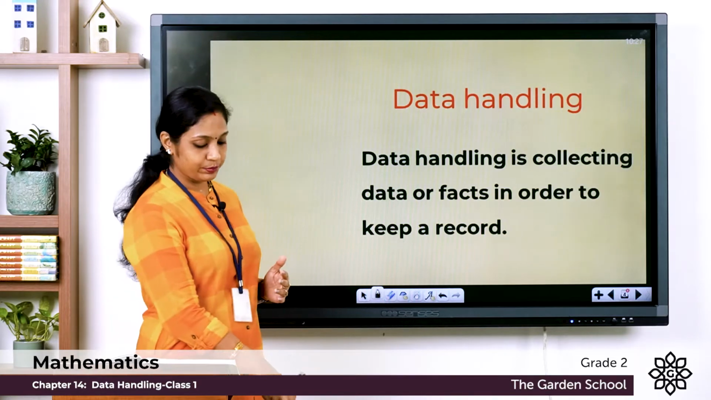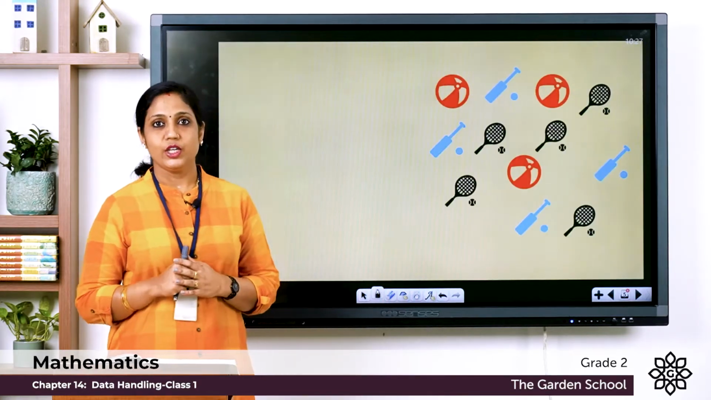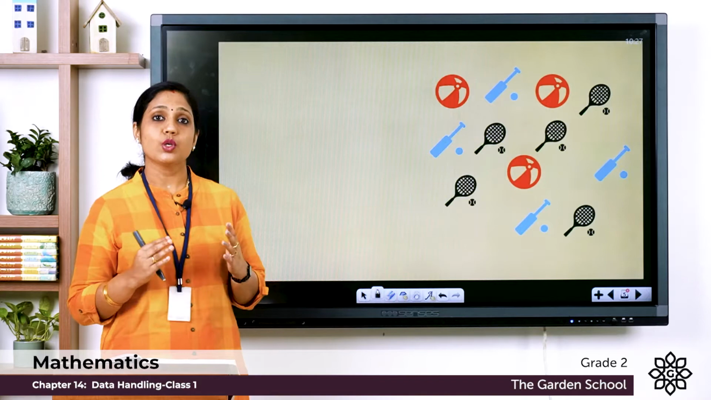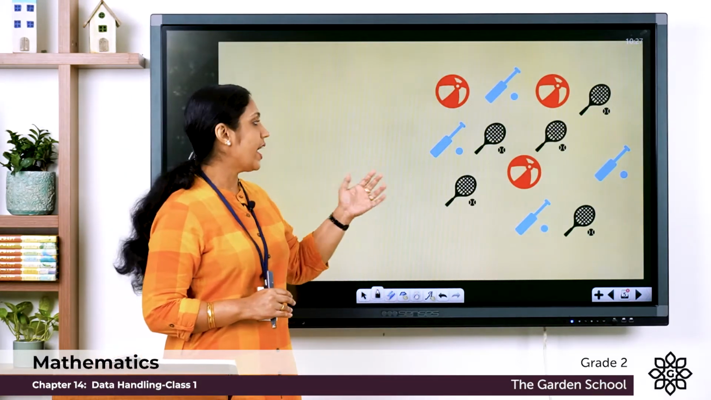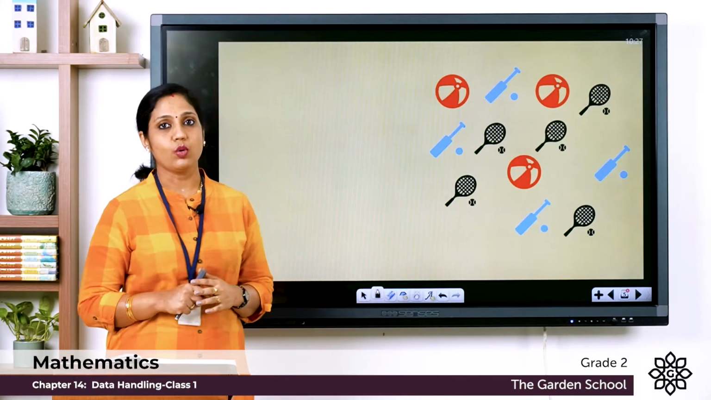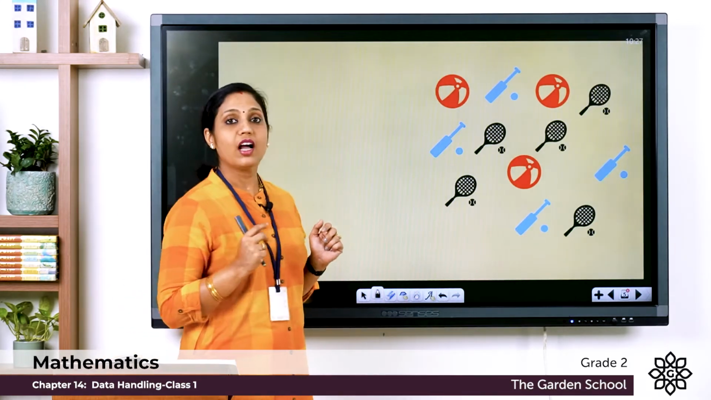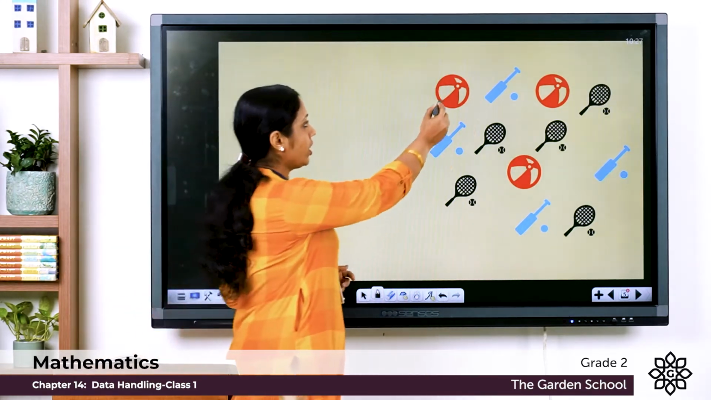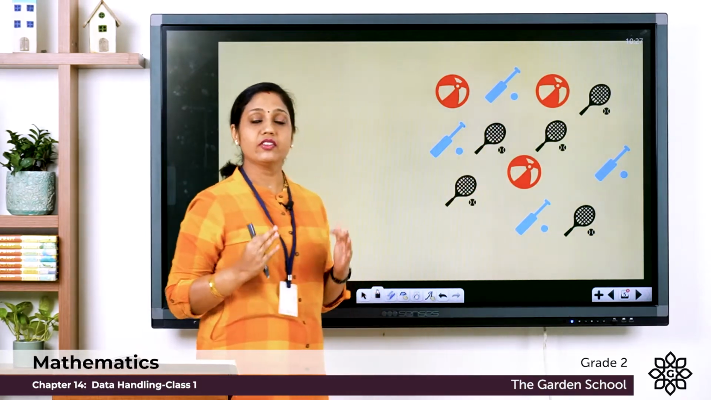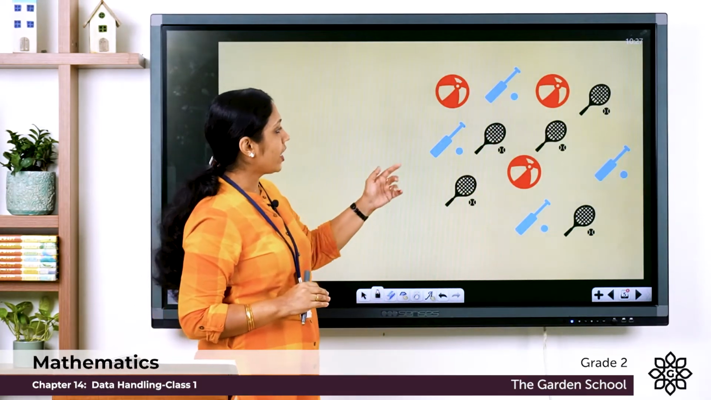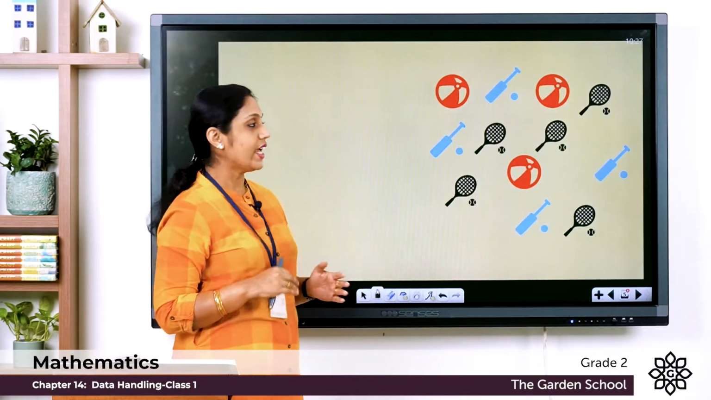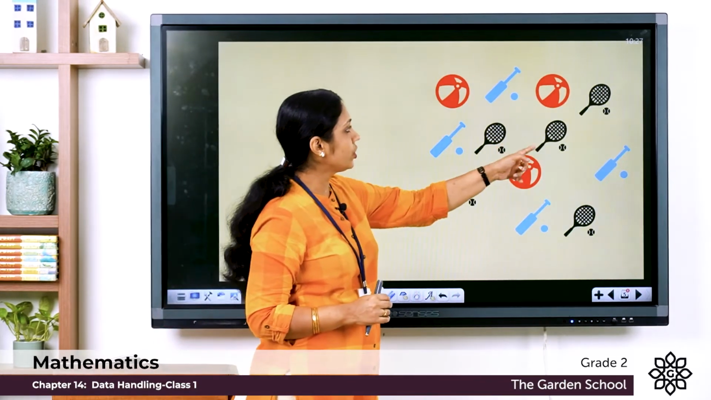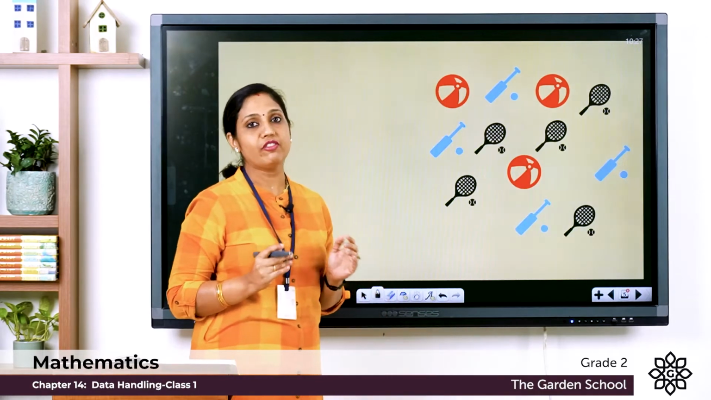Let's see that. Here you can see some sports items. What all can you see? You can see football, cricket bat and tennis racket. Now let's count them. Here you can see how many footballs? 1, 2, 3. So there are 3 footballs, and there are 1, 2, 3, 4 cricket bats, and tennis rackets 1, 2, 3, 4, 5. So there are 5 tennis rackets.